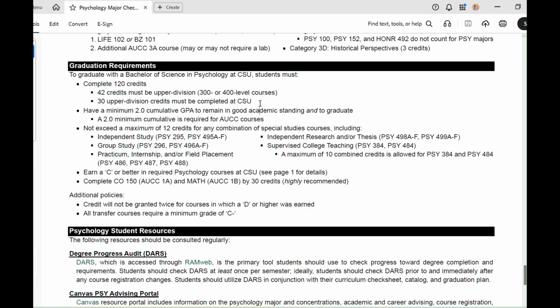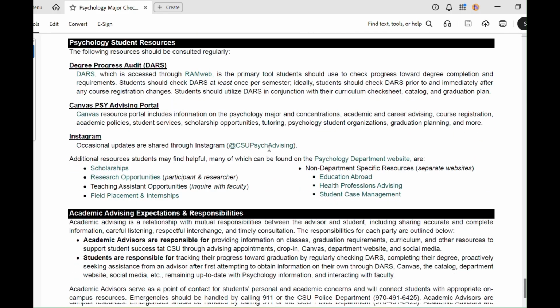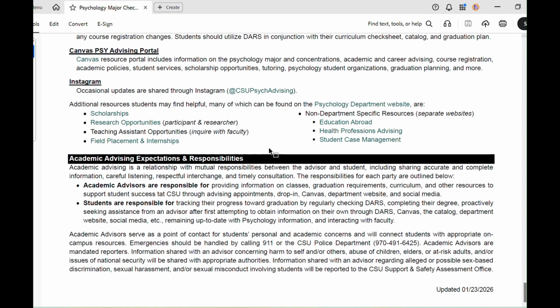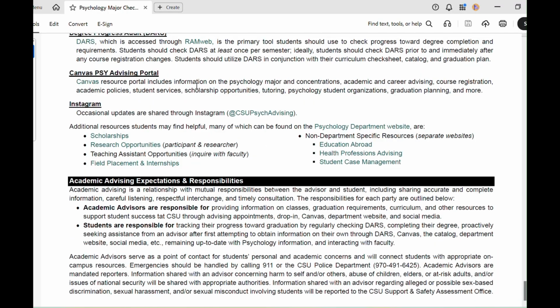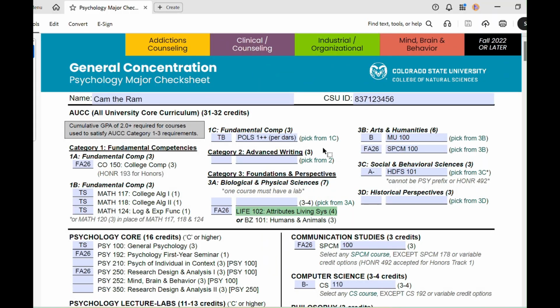In order to remain in good academic standing and to graduate, you must have a minimum of a 2.0 cumulative GPA. Also, please note, you will need at least a 2.0 cumulative GPA in your AUCC course section. You may review remaining policies on this page whenever you would like. That concludes the general curriculum check sheet overview.